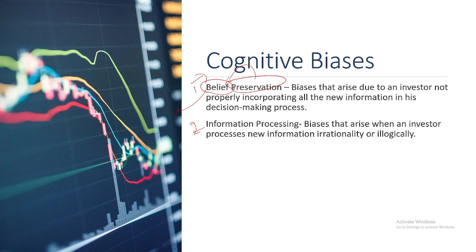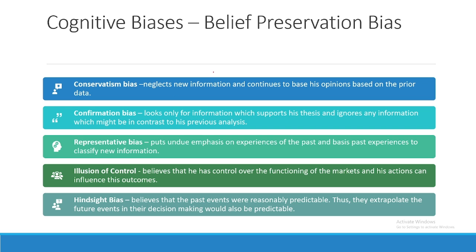So these biases are part of the cognitive bias, and the second is information processing. Basically, these arise from the fact that investors don't process all the information, or even if they do, they don't process it rationally. There are irregularities attached to it. To begin with, we'll first look into the belief preservation biases. There are multiple types of belief preservation biases. We'll go through each of them with an example.